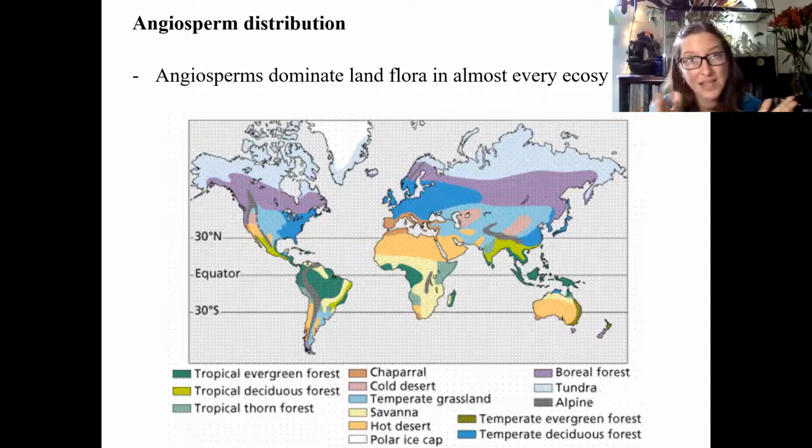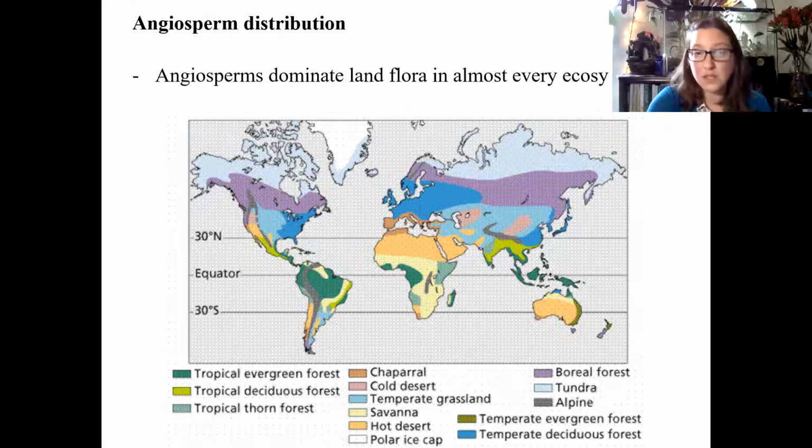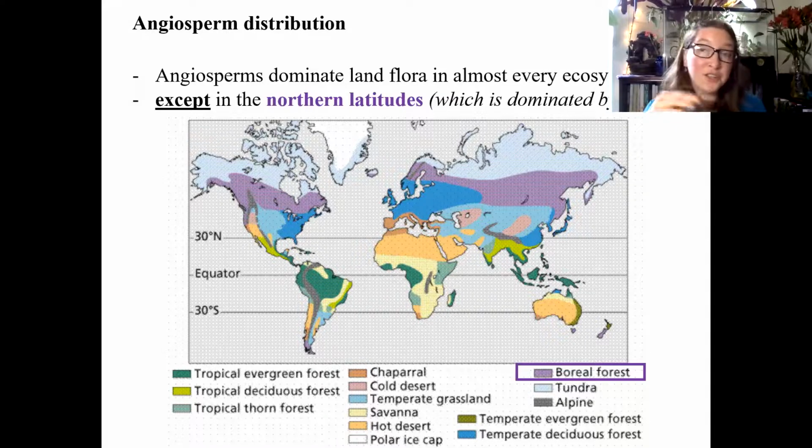So nowadays, angiosperms dominate pretty much every part of the earth. These little different colors here are showing you different types of ecosystems, and yeah, we'll leave it at that. So angiosperms dominate pretty much everywhere except in those northern latitudes, which are shown here in purple.